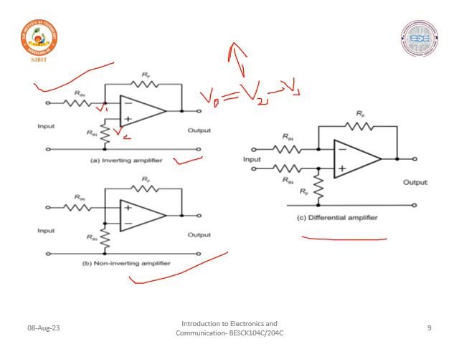The third one is the differential amplifier. We apply input to both the inverting as well as the non-inverting terminals. The output voltage is exactly the difference between the two inputs, because the equation is Vout equals V2 minus V1. If V2 is greater than V1, we get a positive voltage. If V2 is less than V1, we get a negative voltage. So that is the differential amplifier.